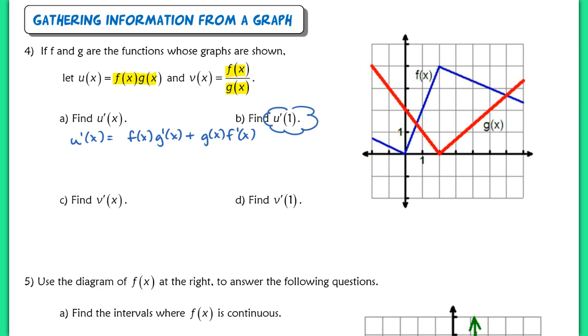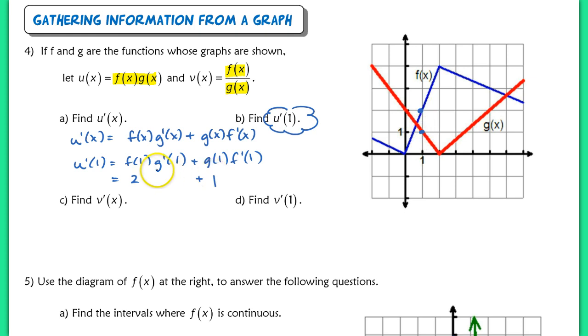Okay, so here's where the graph comes into play, because if we want to evaluate the derivative at x equals 1, then that means we need to find f of 1. We need to find g prime of 1. We need to find g of 1 as well as f prime of 1. All right, so by looking at the graph here, we can find all of these values. Let's work on the easy ones. f of 1 is going to be pretty easy. That's just 2. Okay, f of 1 is 2. And g of 1 is also another easy one. g of 1 is 1.